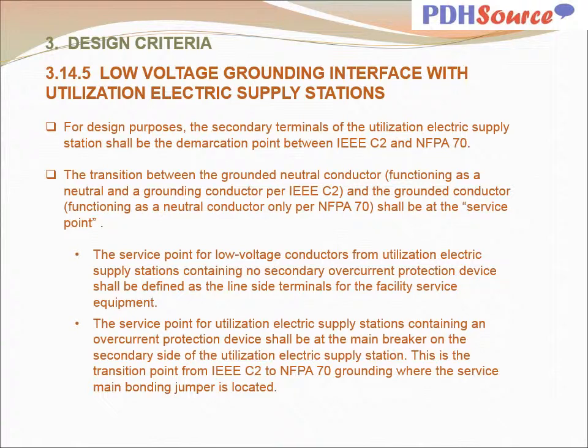The service point for low voltage conductors from utilization electric supply stations containing no secondary overcurrent protection device shall be defined as the line side terminals for the facility service equipment. The service point for utilization electric supply stations containing an overcurrent protection device shall be at the main breaker on the secondary side of the utilization electric supply station. This is the transition point from IEEE C2 to NFPA 70 grounding, where the service main bonding jumper is located.